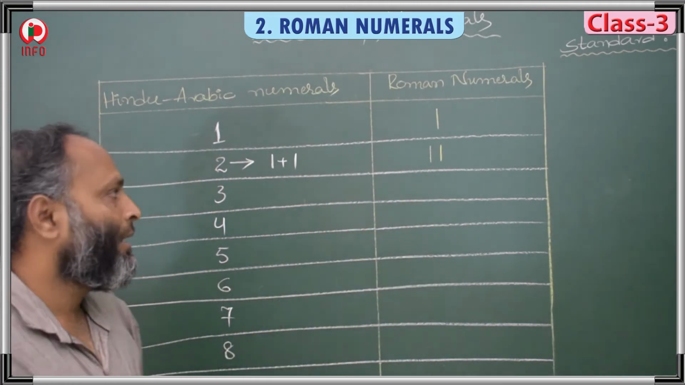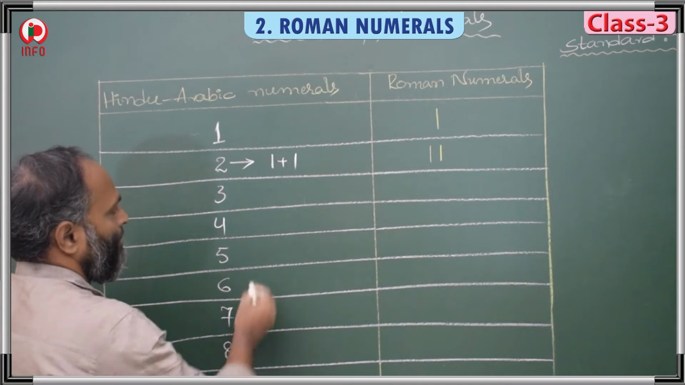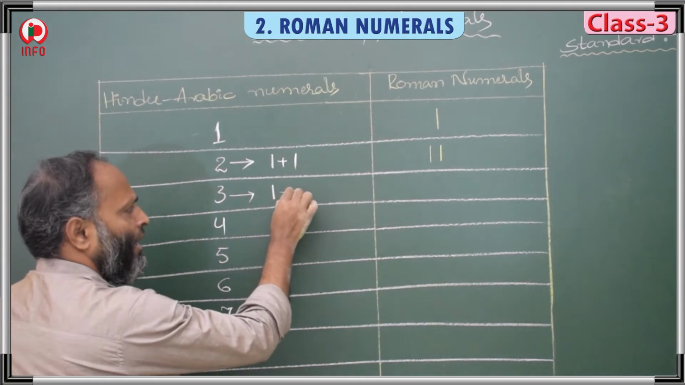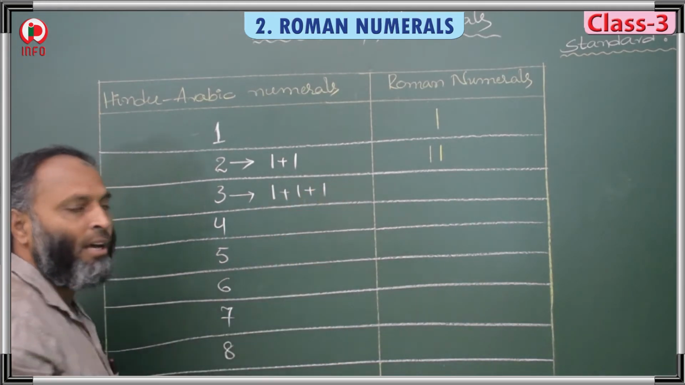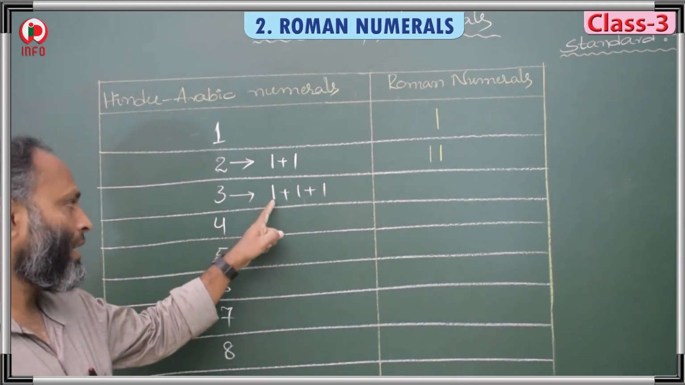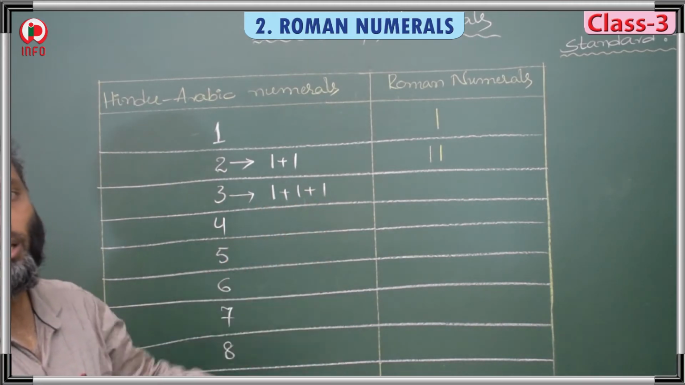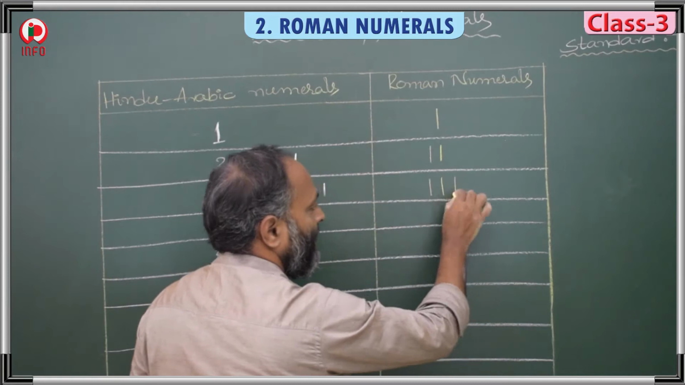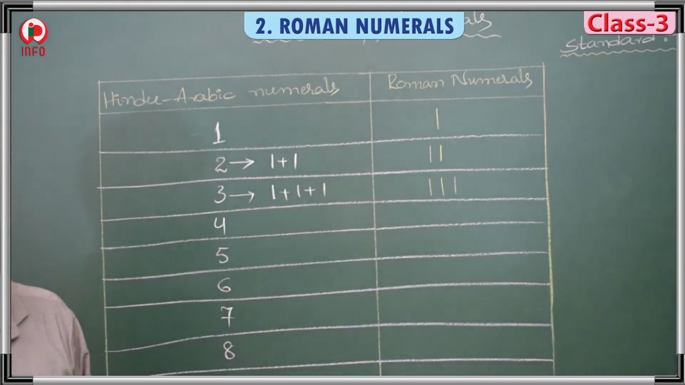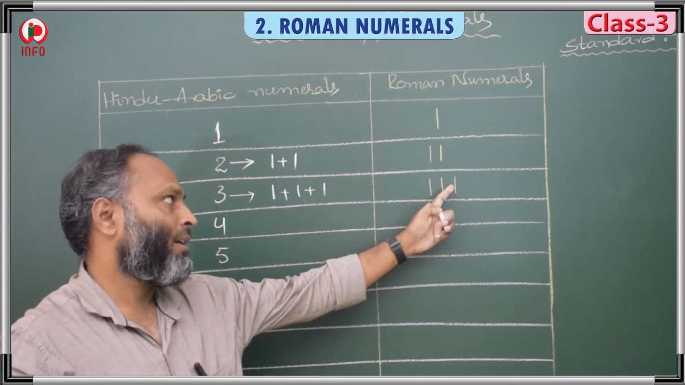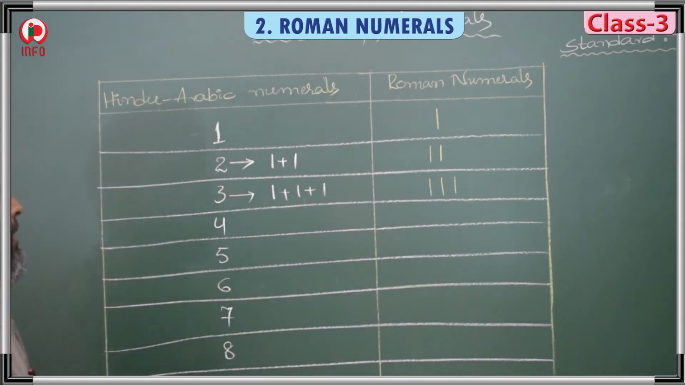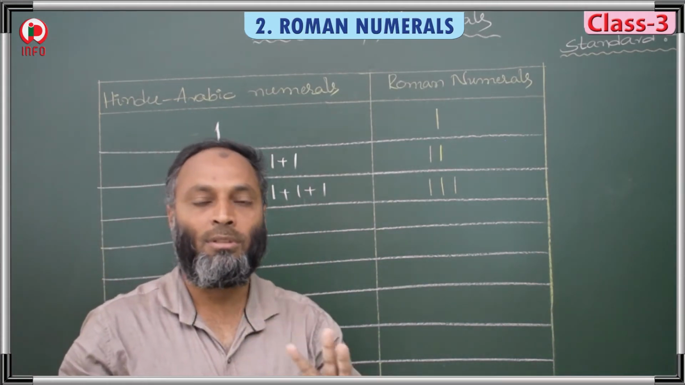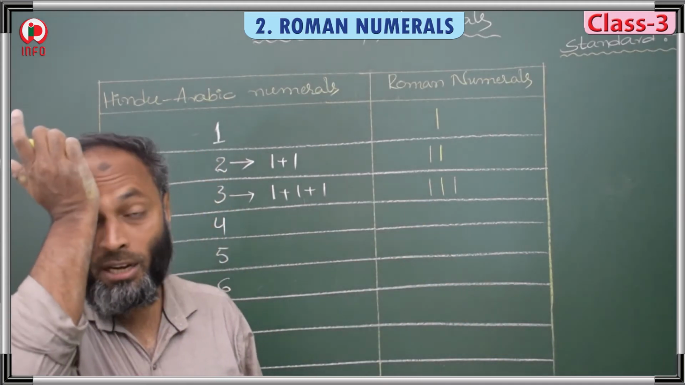Then 3. How do we represent 3 in Roman numerals? We have to add the same number 3 times, that is I. If any Roman numeral repeats 3 times, it means we add the same number 3 times. So 3 is I, I and I. Whatever the Roman numeral is, it will repeat a maximum of 3 times only, not more than 3 times. Here I repeats a maximum of 3 times, and after that it won't repeat.